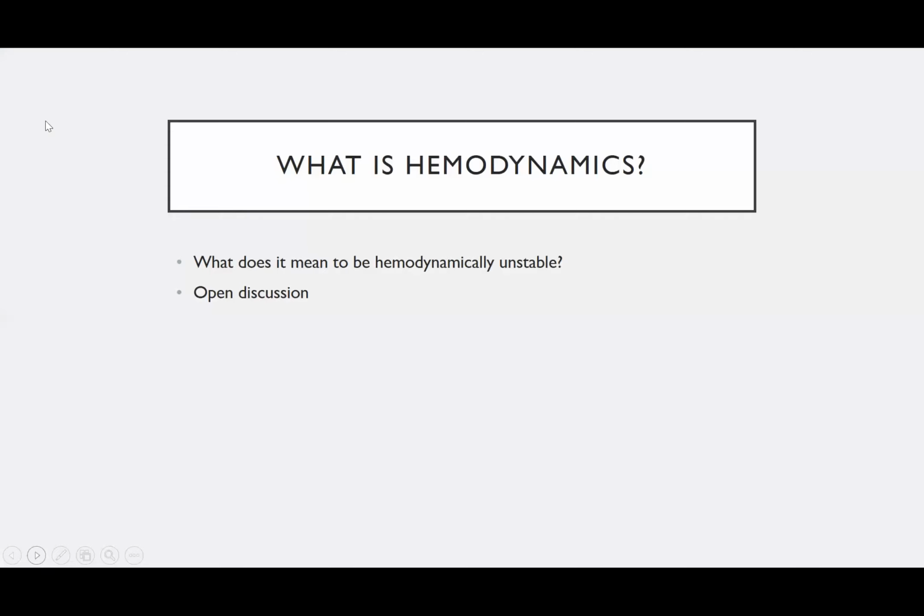Starting off with hemodynamics, what is hemodynamics and what does it mean to be hemodynamically unstable? For me, learning about what can be hemodynamically unstable was an important part of my understanding. As I took care of patients in the hospital, I would hear that this person's really hemodynamically unstable, this person's hemodynamically stable, but maybe other things are going on. And so what exactly is hemodynamics?